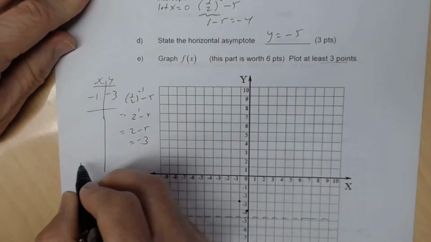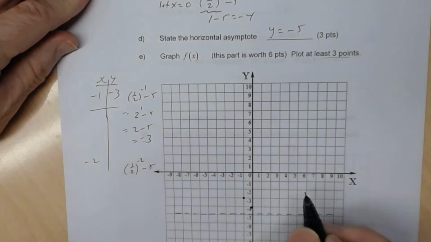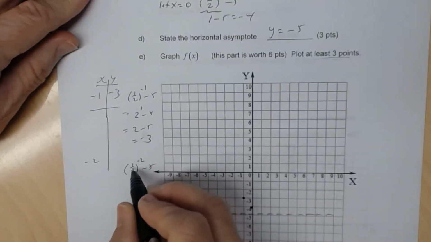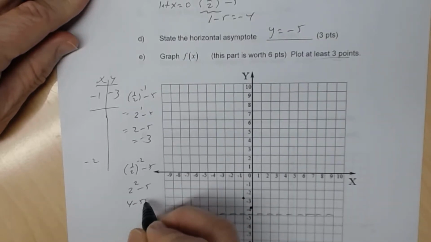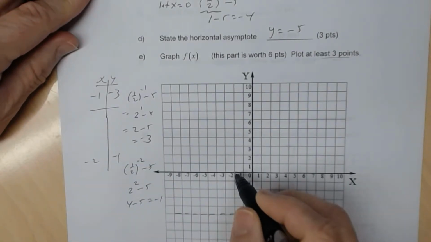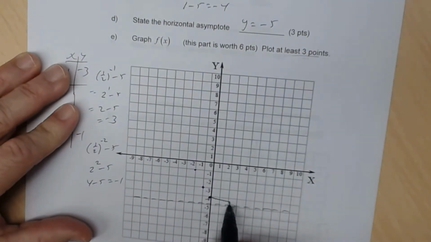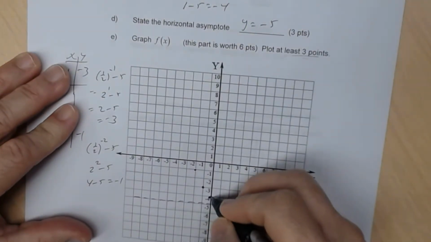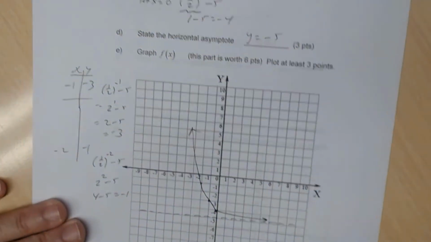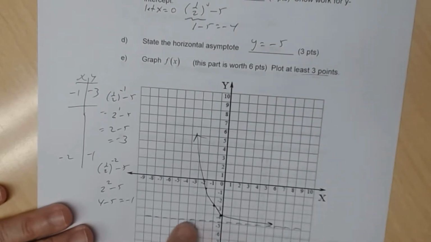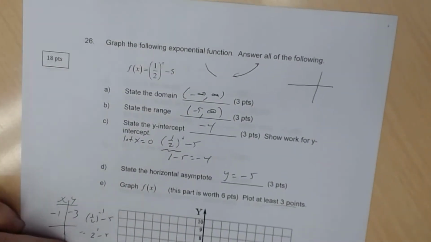If x is, let's say, -2, I get 1/2 to the -2 power minus 5. To make that exponent positive, I'm going to take the reciprocal of 1/2, which is 2. So I get 2 squared minus 5. So that's 4 minus 5, which is -1. So I get -2, -1, which is here. And so then, remember, the graph goes towards the horizontal asymptote without touching it or crossing it, and then it goes through these points. So there's your graph, and notice that the range is from -5 all the way to infinity. That's what we said. All right, so that's number 26.